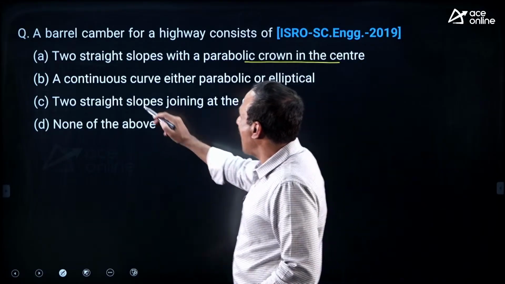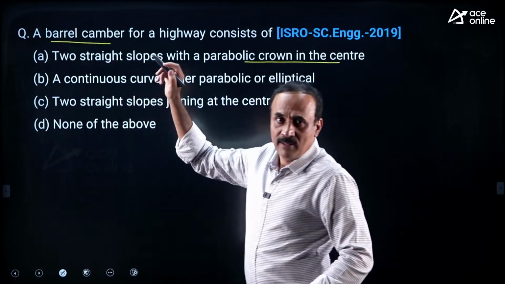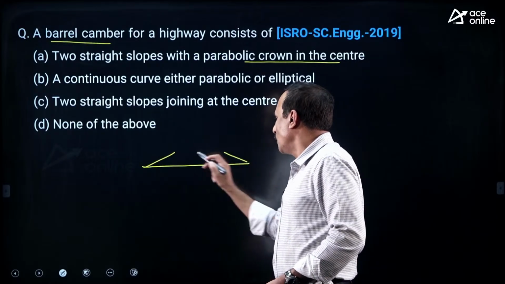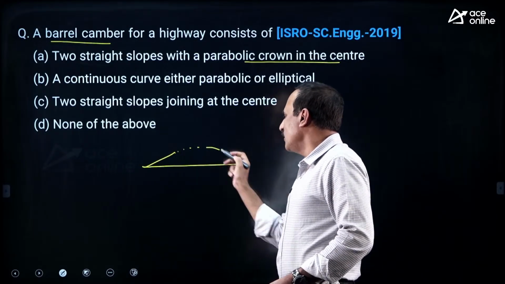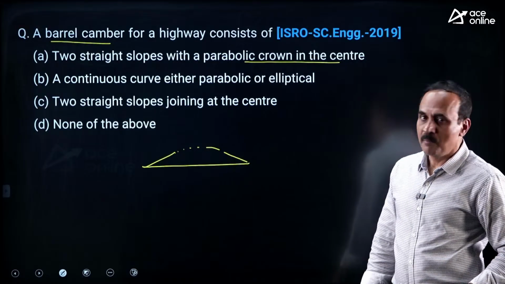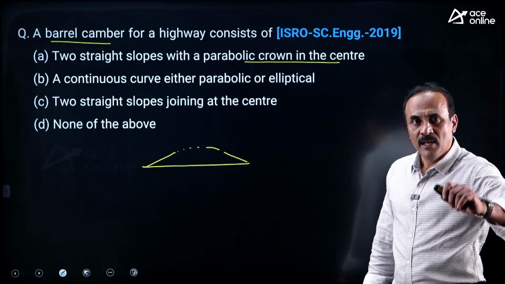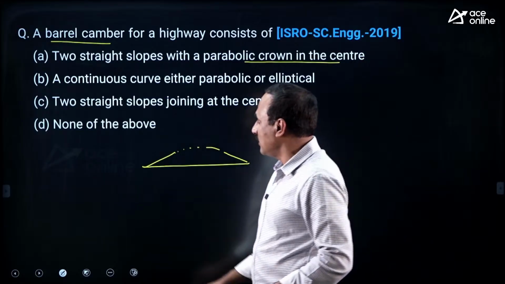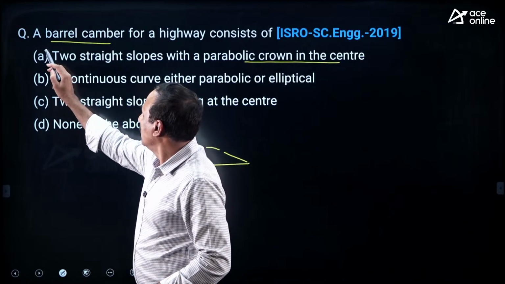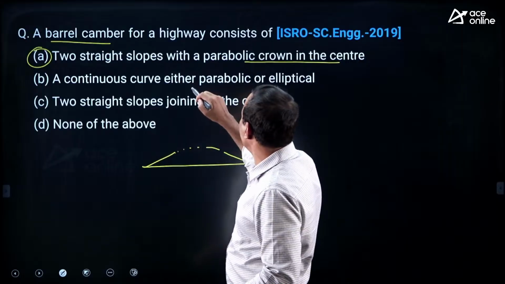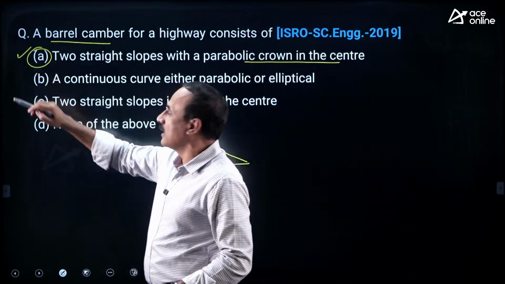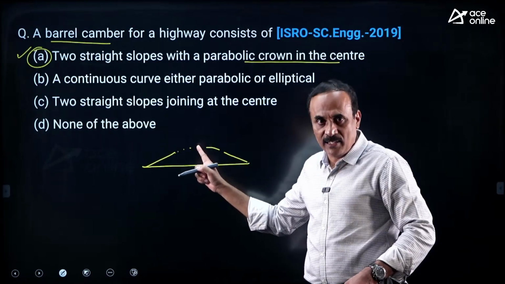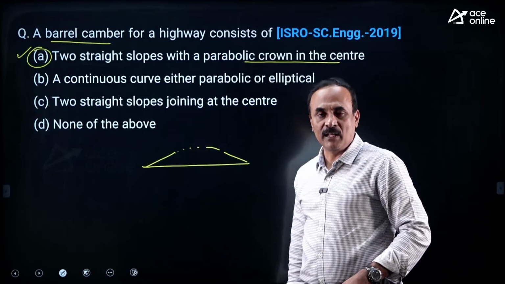Actually, a barrel camber is, we have straight at the ends, towards the middle you have parabolic. This we generally call it as barrel camber, what people are very frequently using on the road. So, answer is Arvind, you are correct. Two straight slopes with a parabolic crown in the middle is a barrel camber, which gives you good comfort to the vehicles as well. They can maintain good speed also.